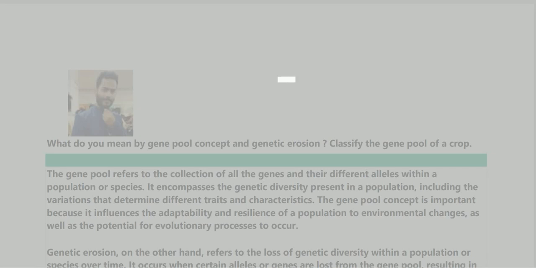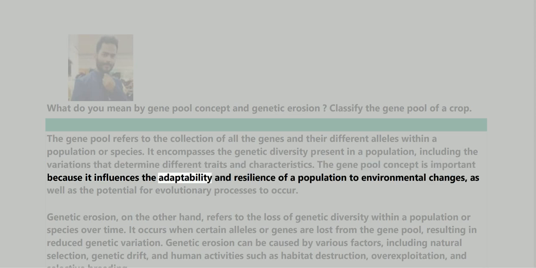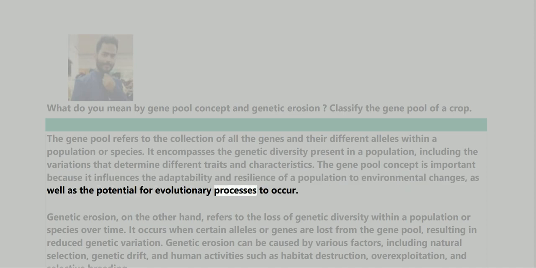and genetic erosion. Classify the gene pool of a crop. The gene pool refers to the collection of all the genes and their different alleles within a population or species. It encompasses the genetic diversity present in a population, including the variations that determine different traits and characteristics. The gene pool concept is important because it influences the adaptability and resilience of a population to environmental changes, as well as the potential for evolutionary processes to occur.